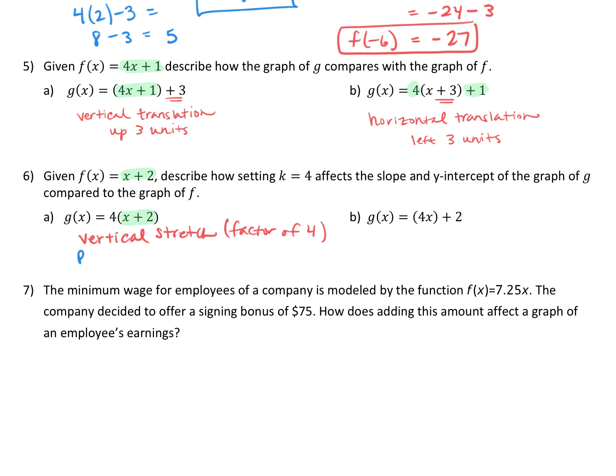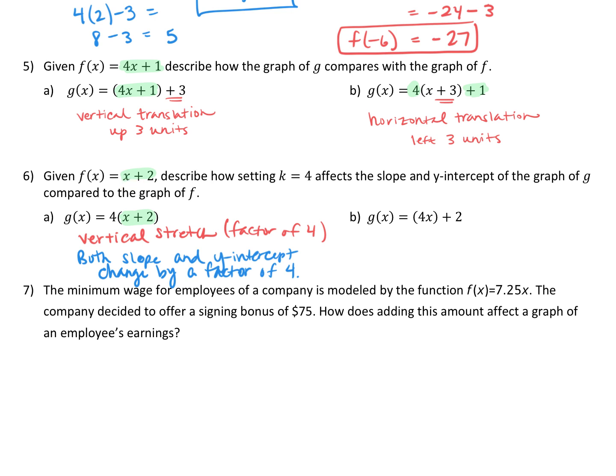So we would say that both the slope and the y-intercept change by a factor of 4. All right, so g of x equals 4x plus 2. Let's try to find the original function. Remember, the original function is this x plus 2.